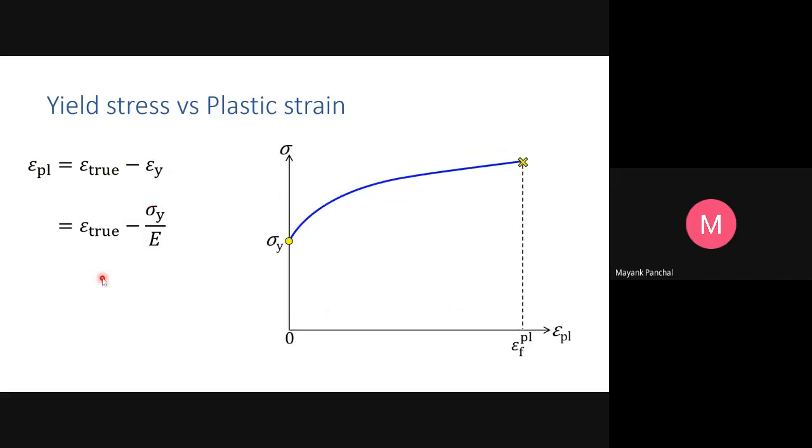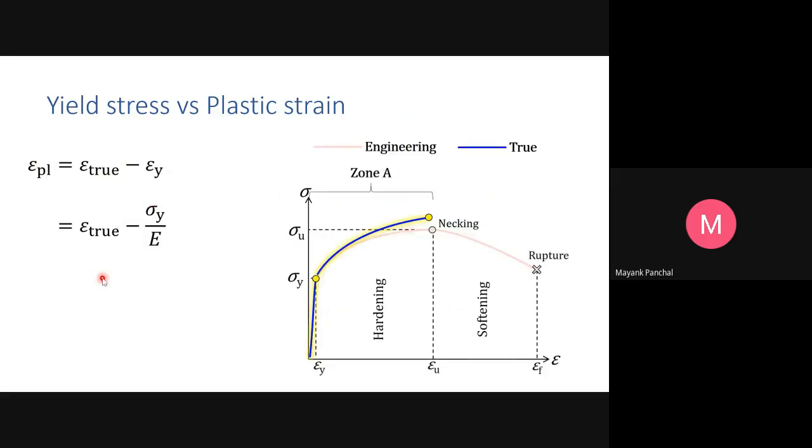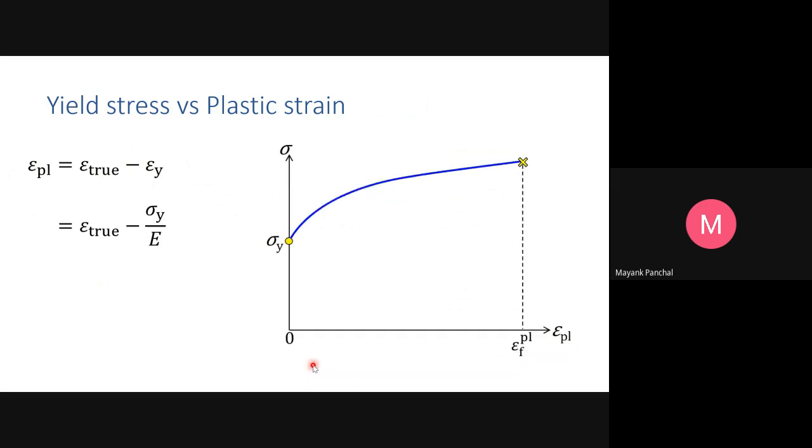Finished. Your curve will look something like this, because up to this point there is no plastic strain, so it will be 0, right? Corresponding to sigma y, plastic strain will be 0. Then it varies like this.